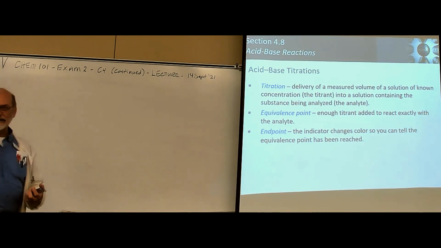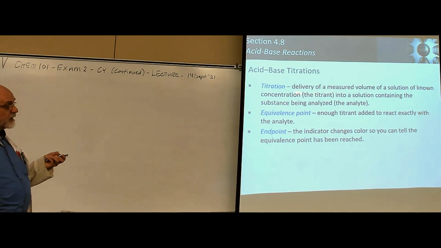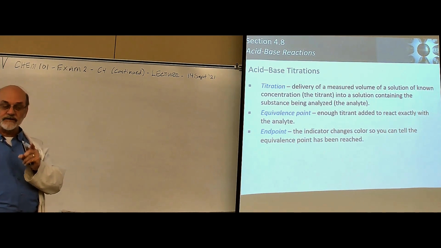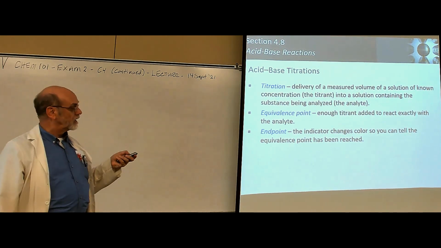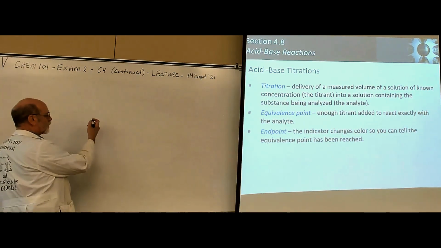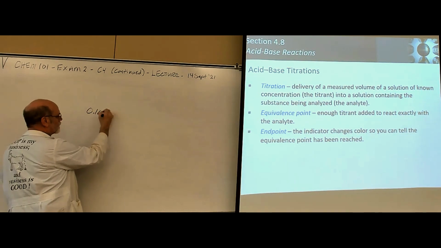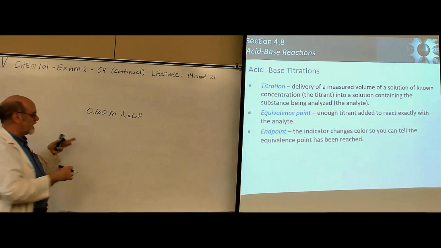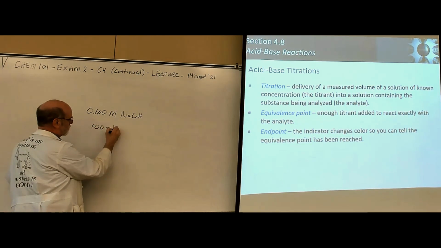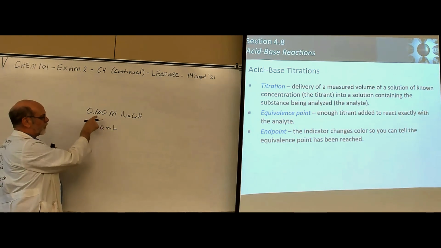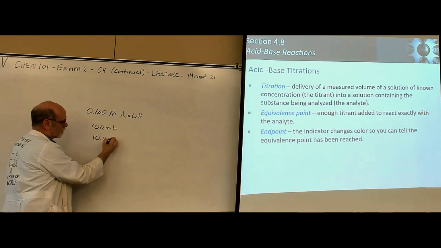I mentioned a word that I didn't define, titration. Titration is just that. You deliver a measured volume of a solution of known concentration. If you know the concentration and you know the exact volume that's delivered, you can calculate the number of moles of the solute that is delivered. So, for instance, if we're using exactly 0.100 molar sodium hydroxide, and we deliver so many milliliters of that, say 100 milliliters, then how many moles of sodium hydroxide did we deliver? Well, 100 times 0.1 is 10 millimoles.